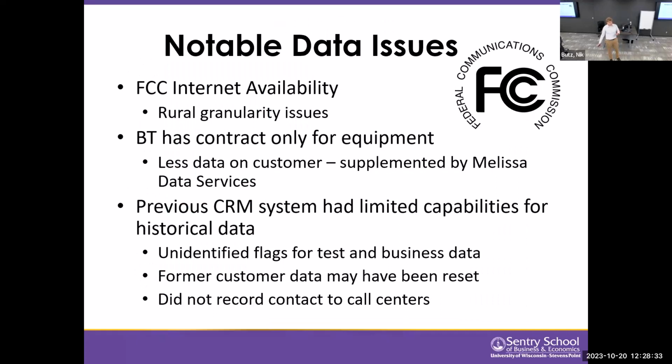So, some of the data issues that we had. The FCC has a problem with some of their granularity. They have their census blocks, and they're rather large, and if one person in the census block can get service, they assume all can, which is not always the case. Sometimes it's maybe just a small subset, sometimes maybe half, maybe even more than that, but it doesn't mean everyone can. So that was a bit of an issue.